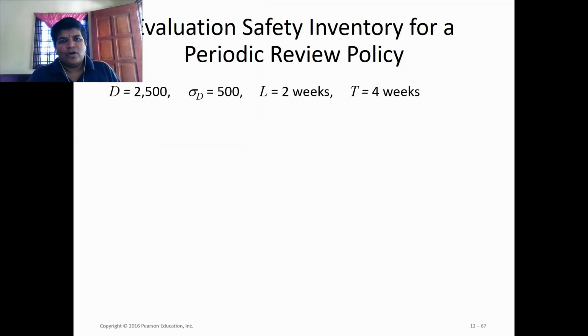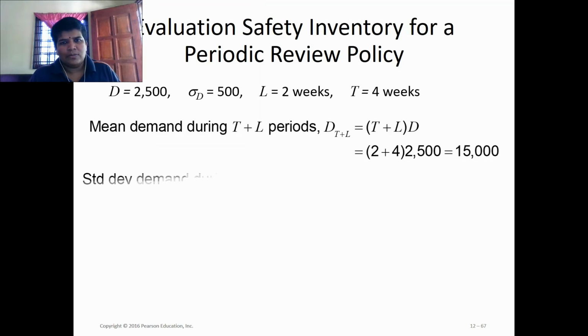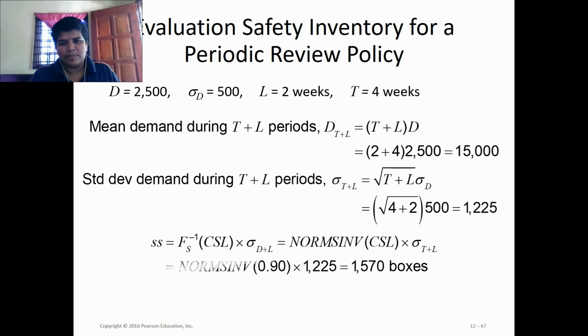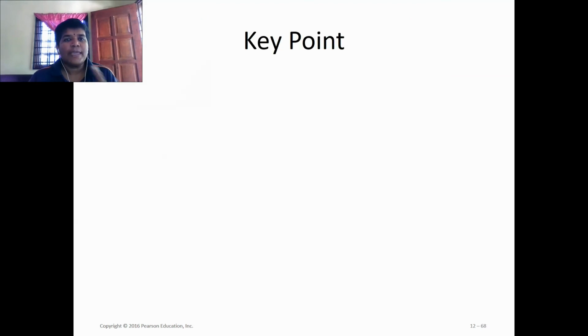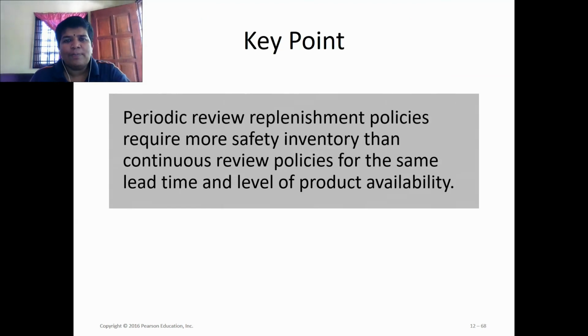Evaluation of safety inventory for periodic review policies. Okay, so again, formulas with numbers, just plug in and you will get the safety inventory value of 1570 boxes, and the OUL value is 16,570. Okay, key point. Periodic review replenishment policies require more safety inventory than continuous review policies for the same lead time and level of product availability.